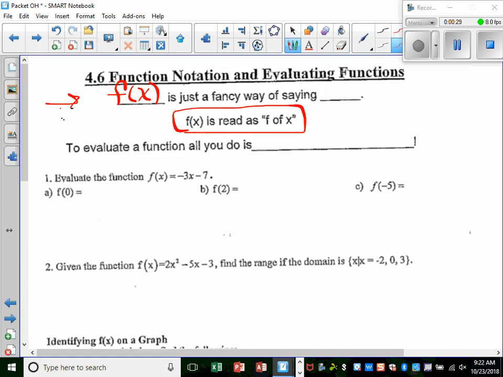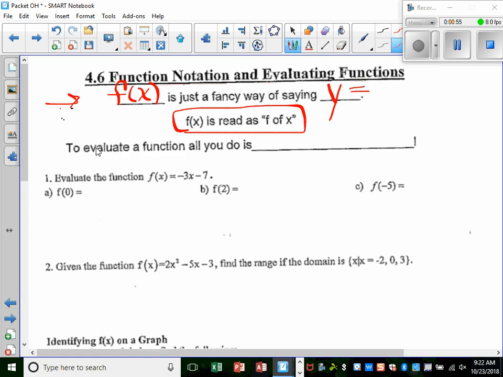F of x is just a fancy way of saying y equals. That's all it is. So just like we have our different names for x, we call it domain, and our name for y is the range. Now we have a name for y equals. Y equals represents f of x, which is the y value.